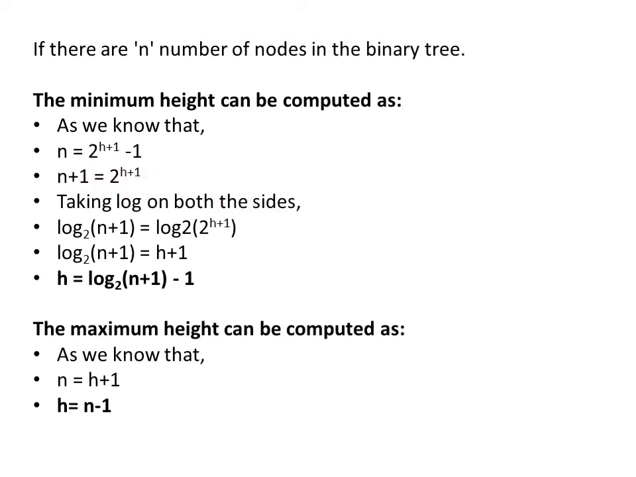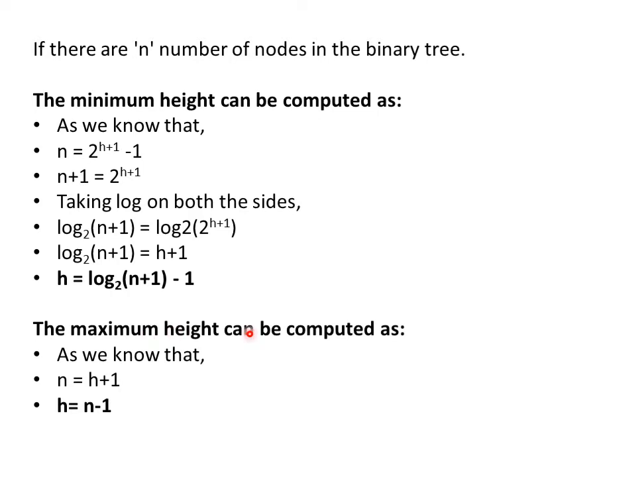I will take the log on both sides: log 2 of n plus 1 equals log 2 of 2 to the power of h plus 1. The log 2 of 2 to the power of h plus 1 is h plus 1. Then I will shift minus 1 here, and then h equals log 2 of n plus 1 minus 1. This is the minimum height of a binary tree.